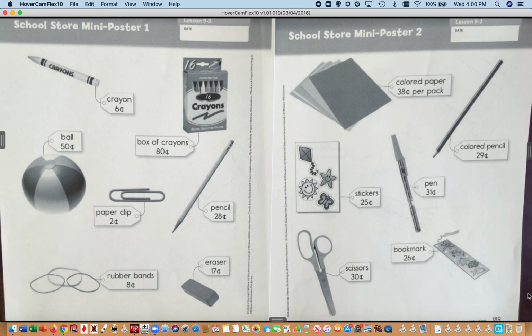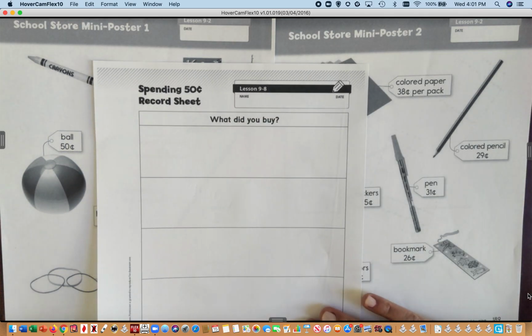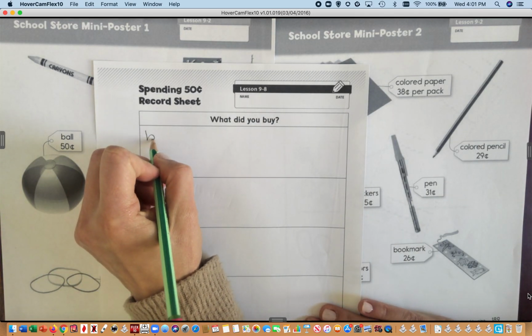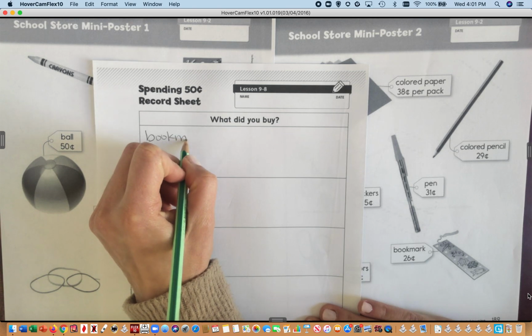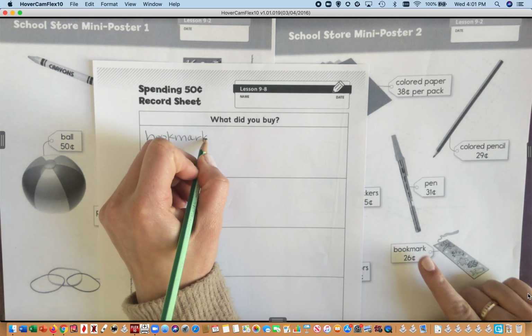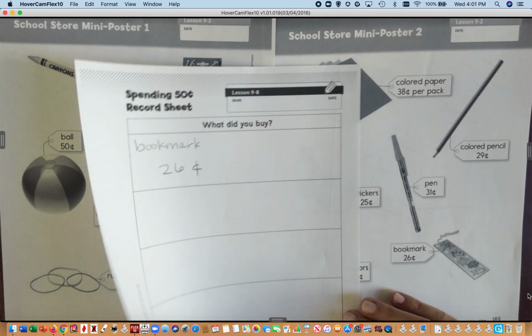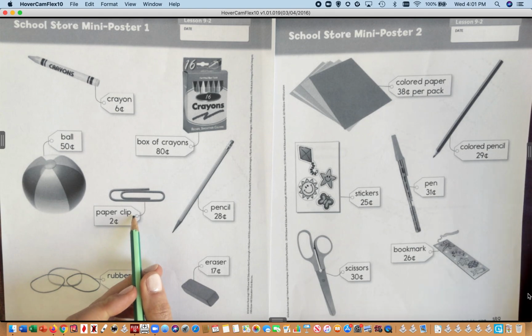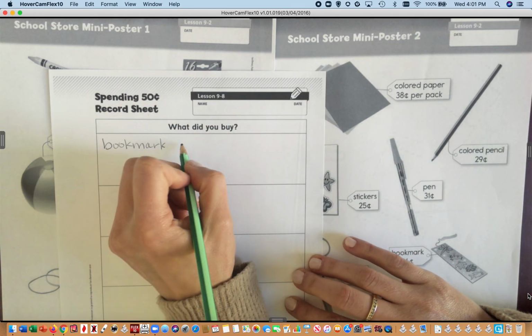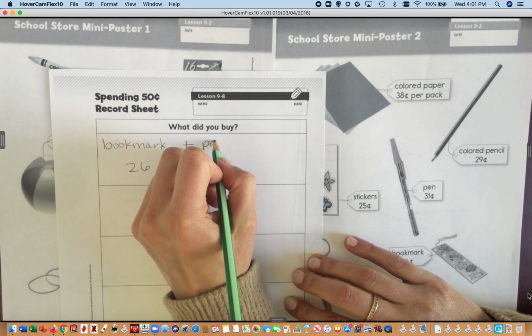So once I've picked my 2 items, I'm going to record them on my worksheet. So I'm going to write bookmark. And if you don't know how to spell it, you can just copy it right off the page. And I see that that's 26 cents. And I'm also going to buy this paper clip. So I'm going to do plus paper clip.